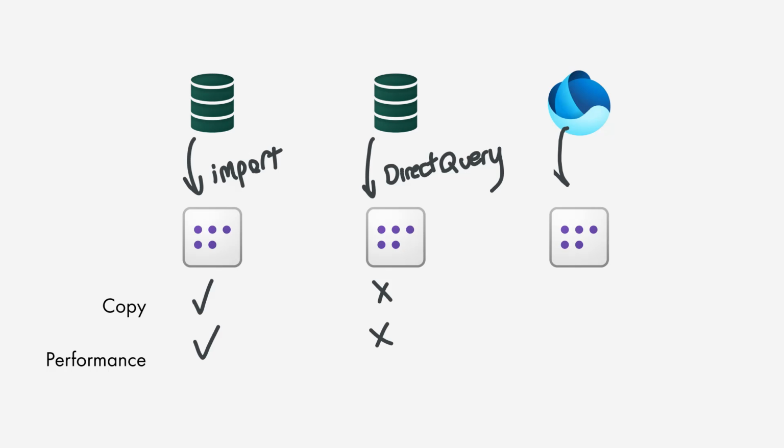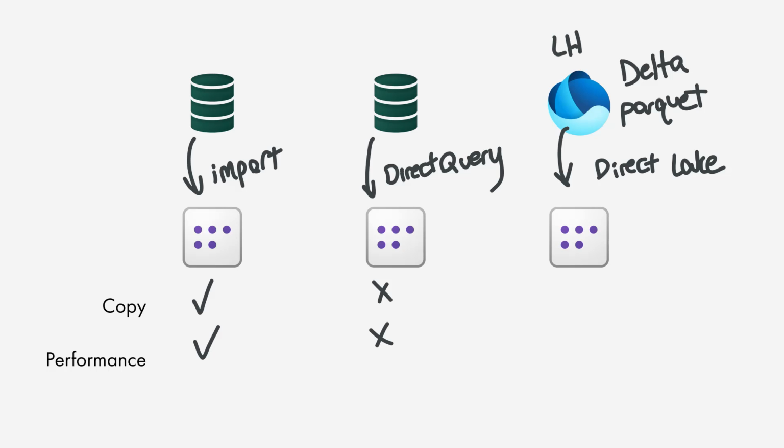In Fabric, you can now use a third storage mode called Direct Lake. As the name suggests, you are connecting directly to files that are stored in OneLake. These are Parquet formatted files, specifically Delta tables, which are stored in a Fabric Lakehouse or warehouse. So in this case, because you're connecting directly to these files, you are not taking a copy of your data like DirectQuery, but the performance is much better because of the technology that Direct Lake uses. So Direct Lake is generally preferred over DirectQuery for this reason.